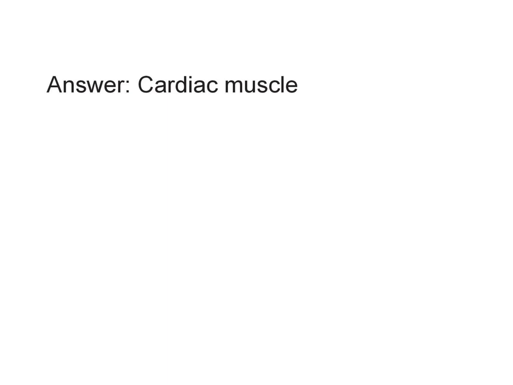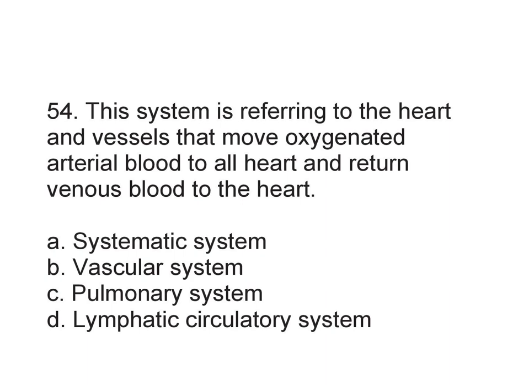Number 54. This system is referring to the heart and vessels that move oxygenated arterial blood to all parts of the body and return venous blood to the heart. A. Systemic system, B. Vascular system, C. Pulmonary system, D. Lymphatic circulatory system. The answer is systemic system.